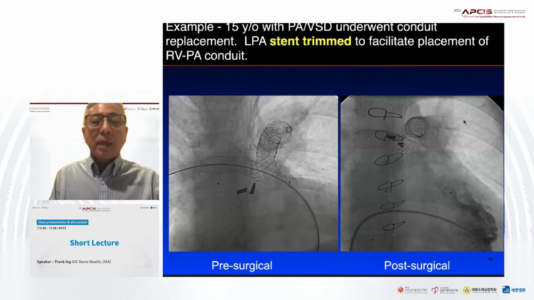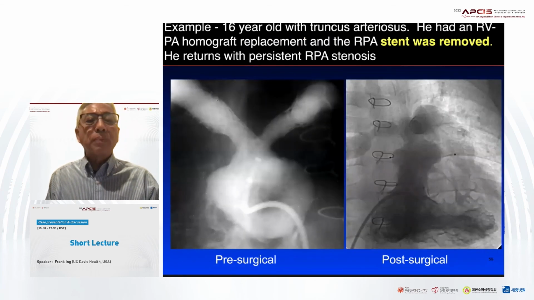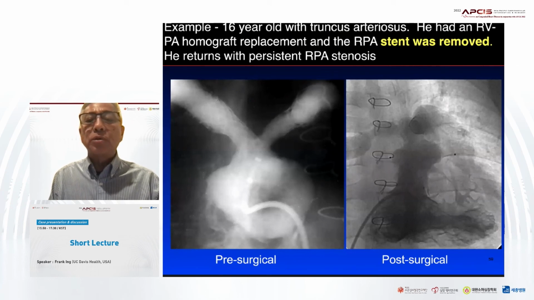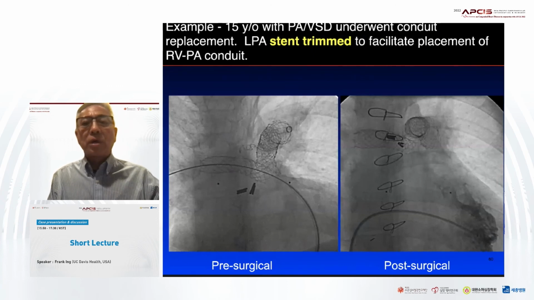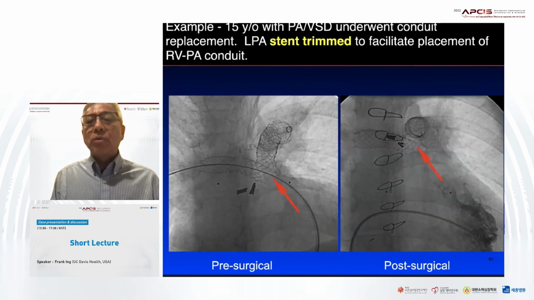Anyways, this is one where they trimmed it back, and you can see that there is some restenosis there where the stent was manipulated. And here's a part where the stent was trimmed back to accommodate the conduit, and that was what it looked like afterwards.